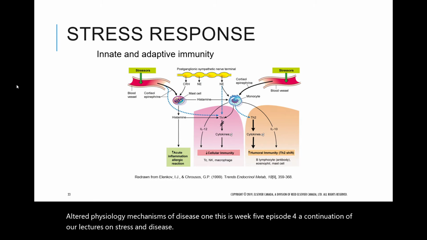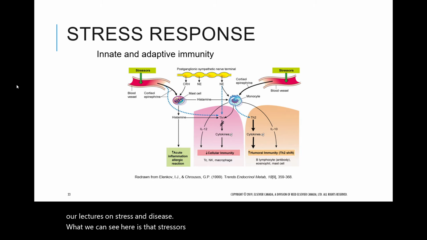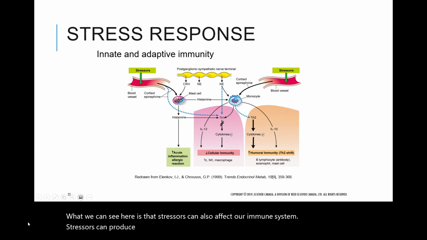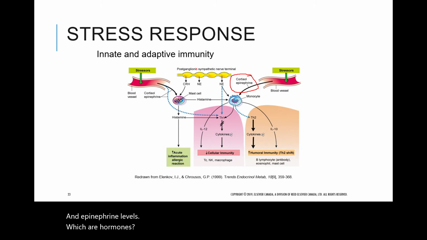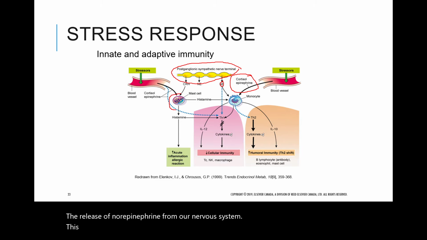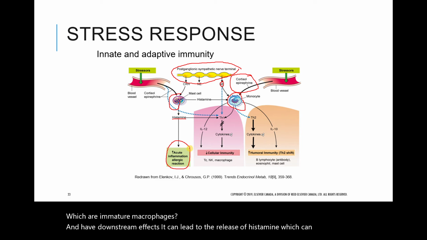What we can see here is that stressors can also affect our immune system. Stressors can produce increases in things such as our cortisol and epinephrine levels, which are our hormones, as well as the release of norepinephrine from our nervous system. This can act on our mast cells and on our monocytes, which are immature macrophages, and have downstream effects. It can lead to the release of histamine, which can be associated with acute inflammation.